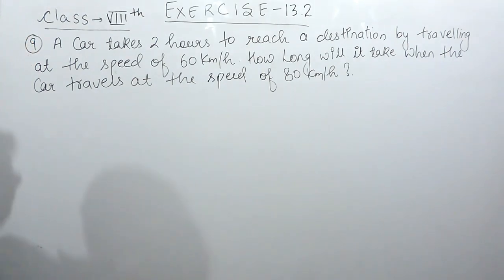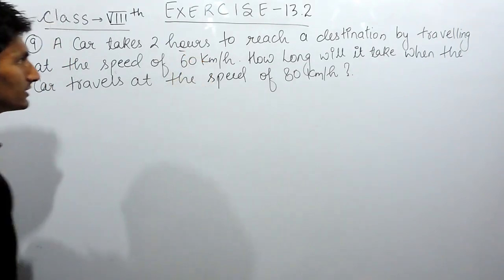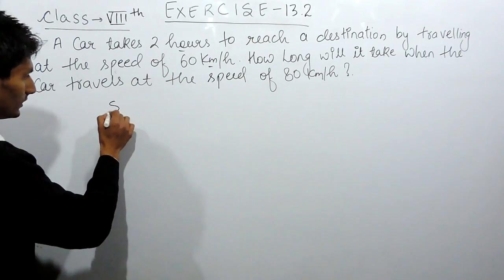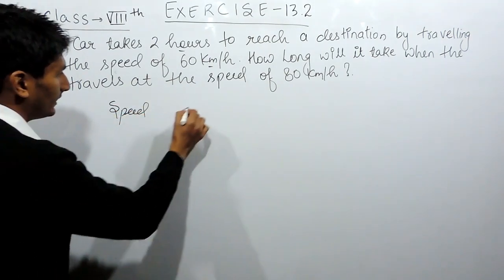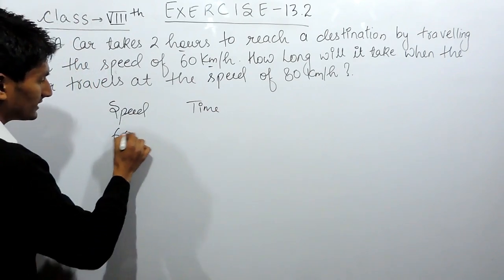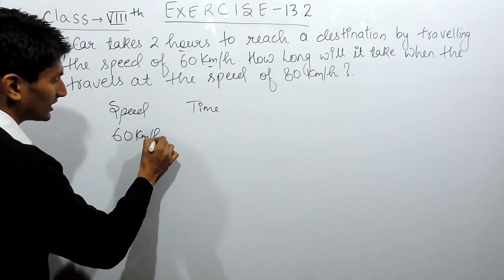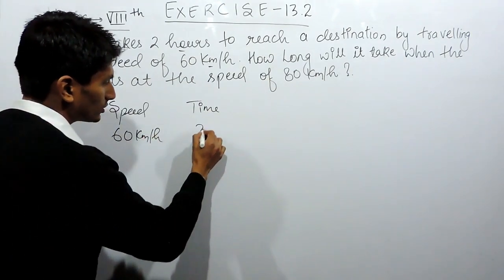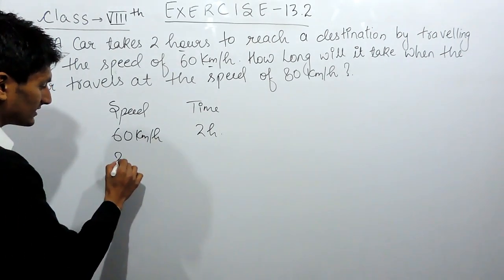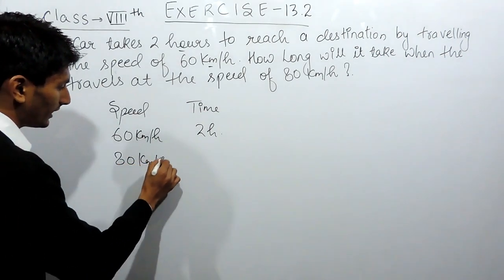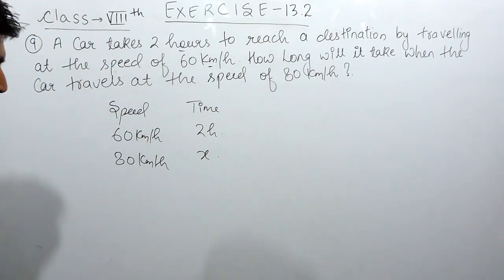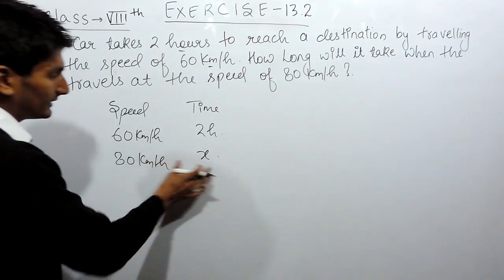So first of all, let's find the number of parameters. The first is the number of hours and the second is the speed. So the first is speed and the second is time. It is given that when the car is traveling at a speed of 60 km per hour, it takes 2 hours to reach a destination, and if the same car travels at the speed of 80 km per hour, you have to find out the number of hours it takes. Now these are the parameters.